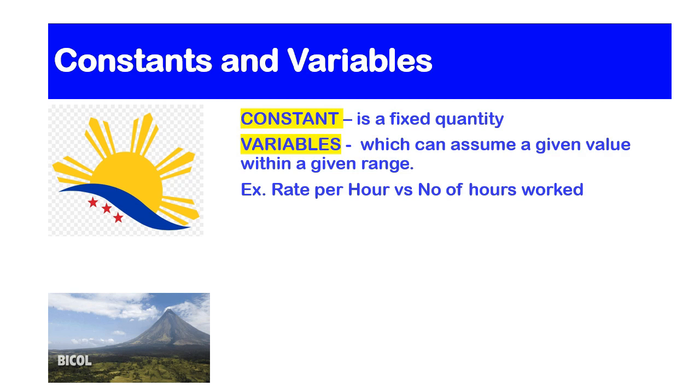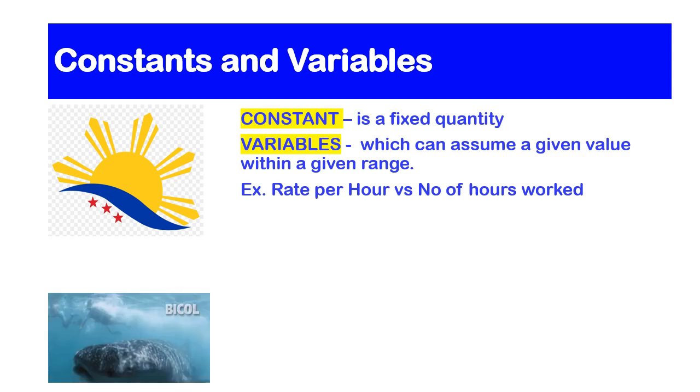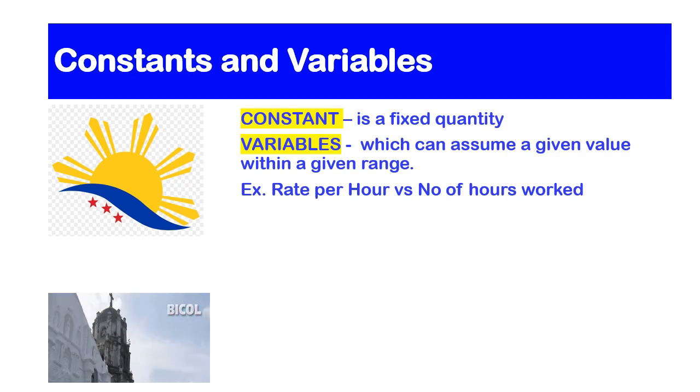First, we go to definition of terms. Constants and variables. Constant is a fixed quantity. Variables are quantities that can assume a given value within a given range. For example, rate per hour versus number of hours worked.